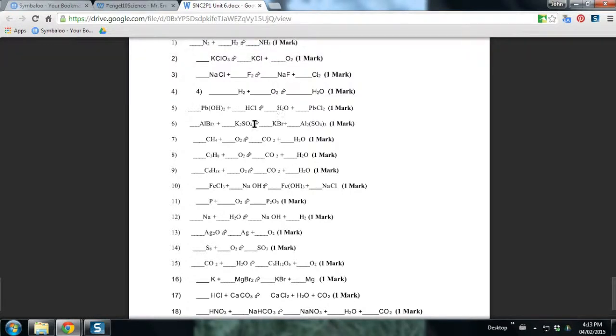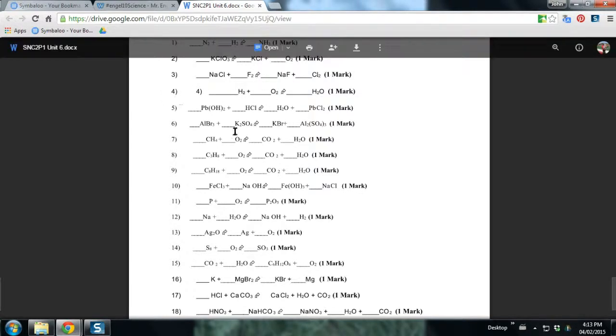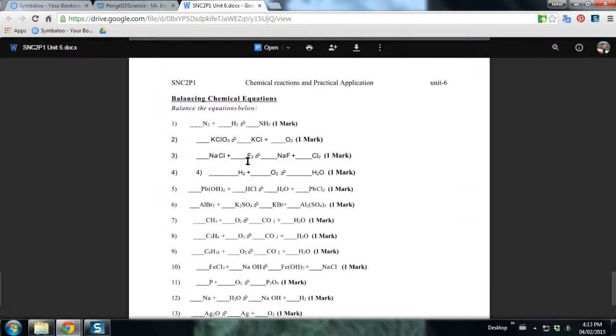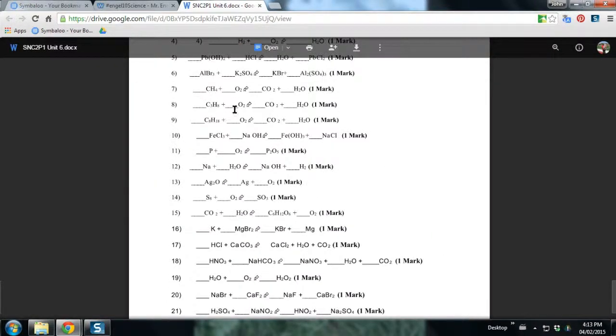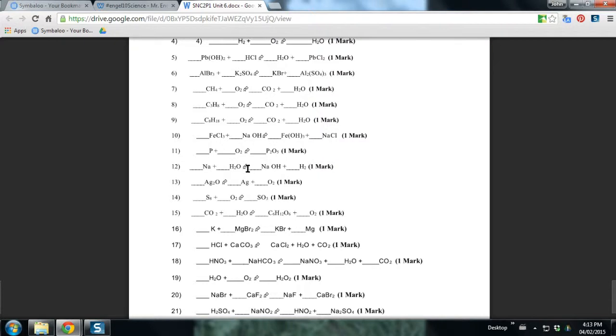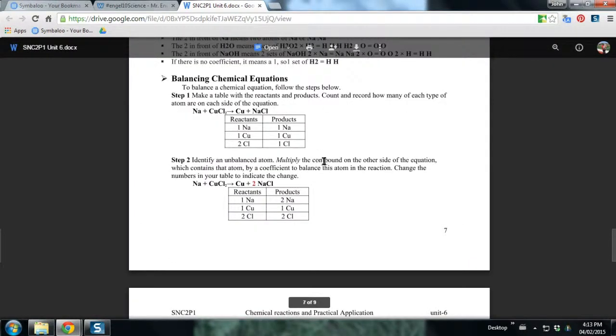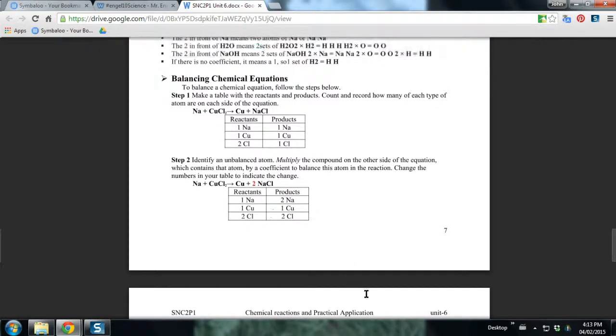If you have any issues, just leave it and go on to the next one and come and see me, and we'll cover it together and get it fixed up so you can get a good mark on this. For the most part, these are some pretty easy equations to balance. Just use this table system of doing it right here, and you won't go wrong. Let me know if you have any questions.